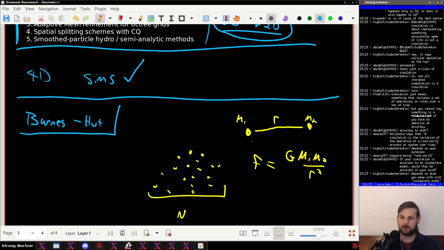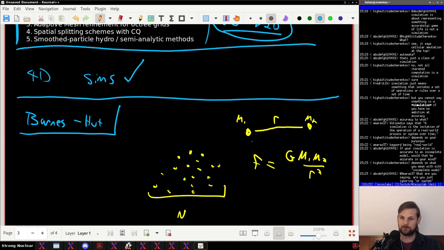Let's see, what do we have here? Wikipedia says that a simulation is the imitation of an operation of a real-world process or system over time. That's fair. Keyword being real world. If your simulation is accurate to an incomplete model, would that be accurate in your mind? In my mind, a simulation of an incomplete model is still, and you probably mentioned this later, a perfect simulation. It's still fine.